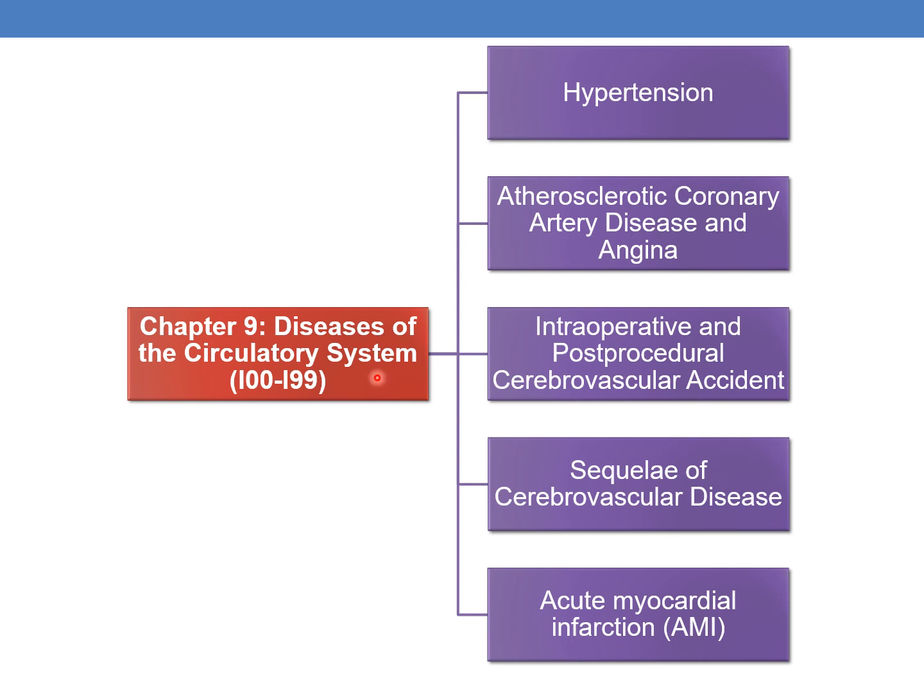As we have discussed earlier, the coding guidelines are categorized into 5 types: hypertension, atherosclerotic coronary artery disease and angina, intraoperative and post-procedural cerebrovascular accident, sequelae of cerebrovascular disease, and acute myocardial infarction. Here we will be discussing the continuation of hypertension.